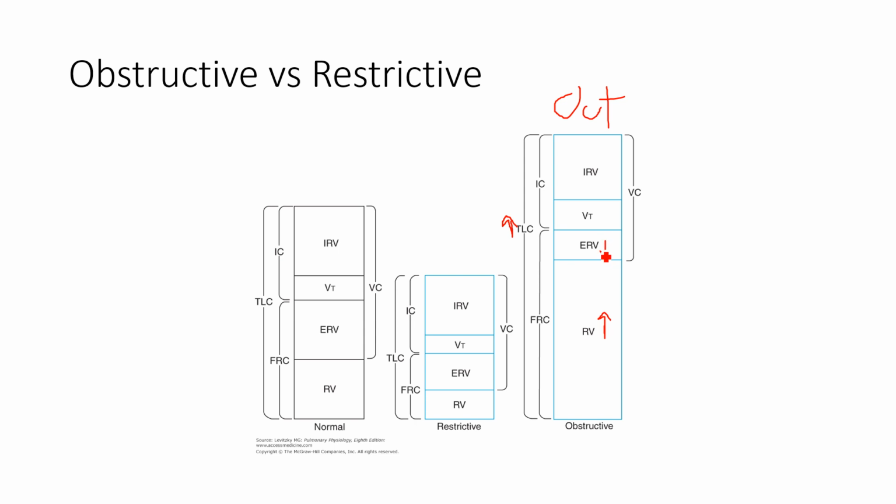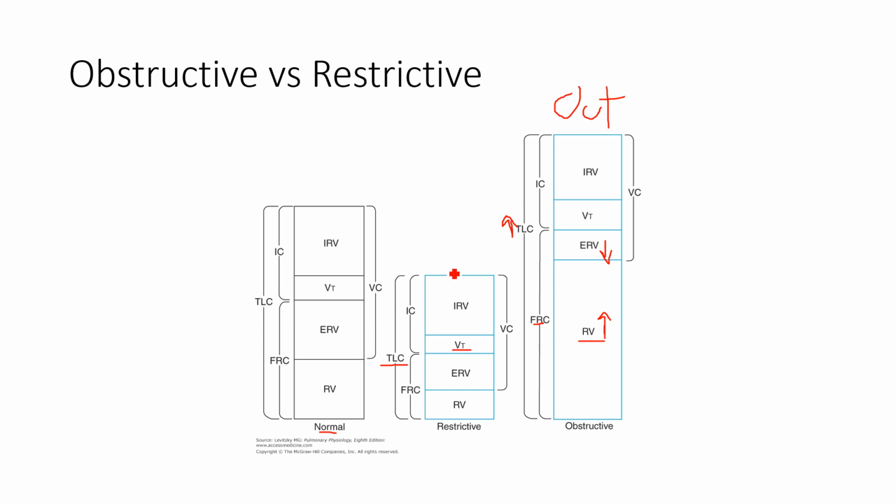Including a reduction in ERV as well. And you can even see an increase in FRC, meaning that there's just more air in the lungs even after a normal breath, let alone a maximal breath out compared to normal. In a restrictive defect, total lung capacity decreases. The lungs are just smaller. Everything is smaller. Even the tidal volume they breathe in is smaller.